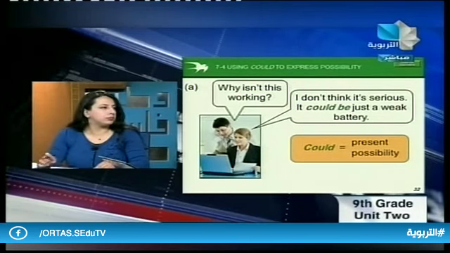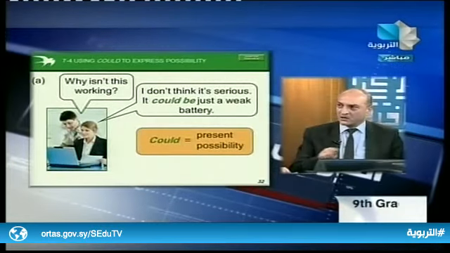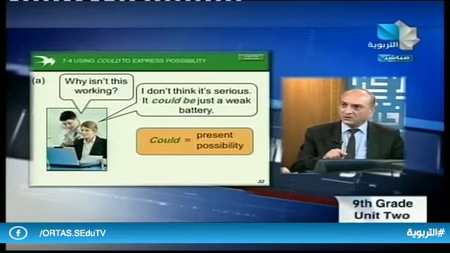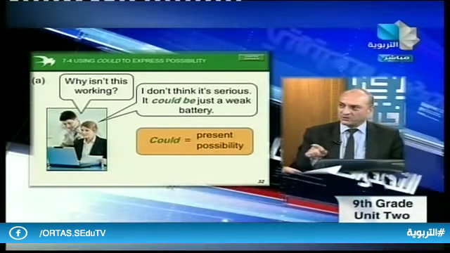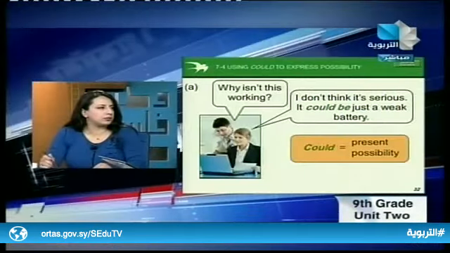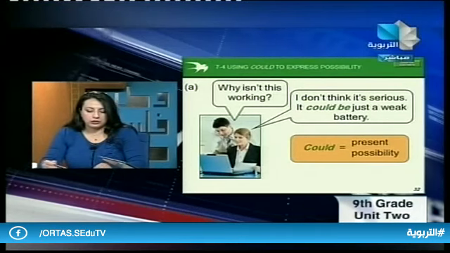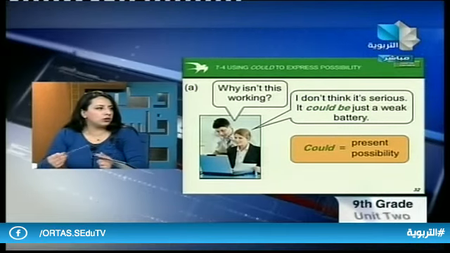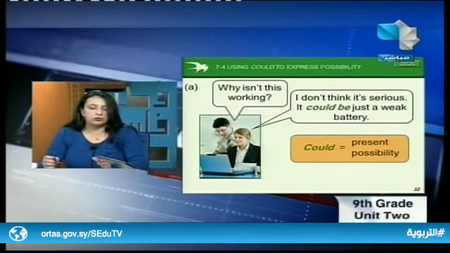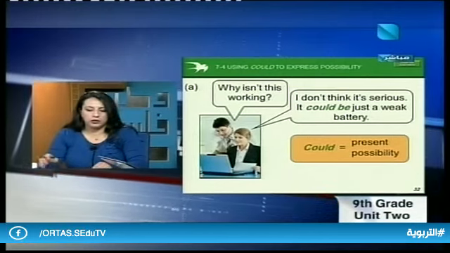So we could use could for present possibility. Even though could is the second form, the past form, we use it to talk about present possibility, not past possibility. It could be a weak battery. Your battery is not working in your car. It could maybe be very serious. It could be old, it could be a bad battery, a weak battery, it needs to be charged, etc. So it is a present possibility, or even a future possibility. For example, this error could cause problems in the whole company. It will cause problems in the future. So could is used for present and future possibility with these examples.